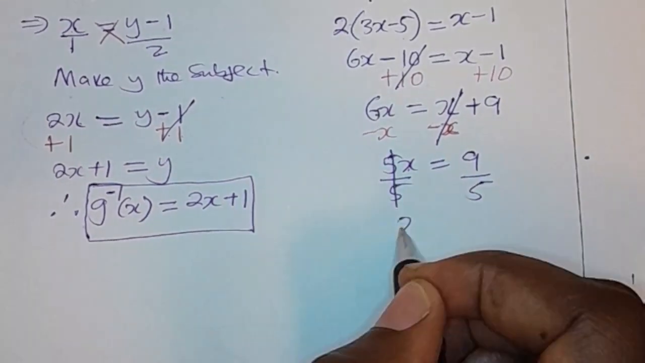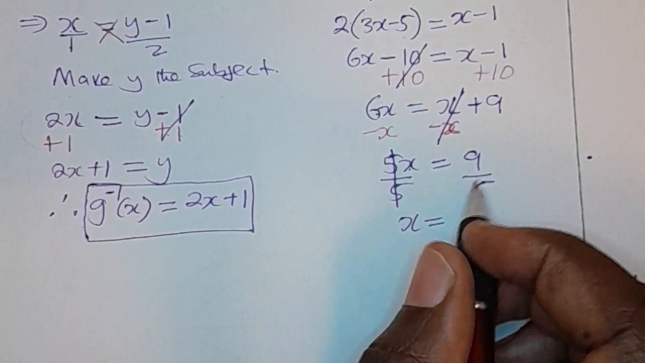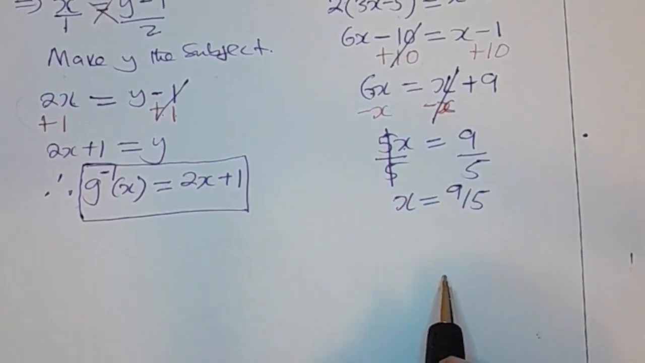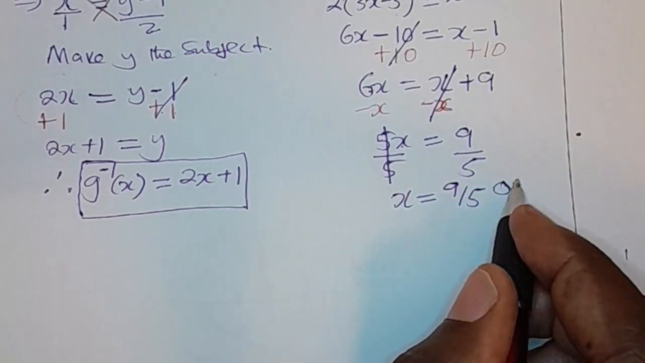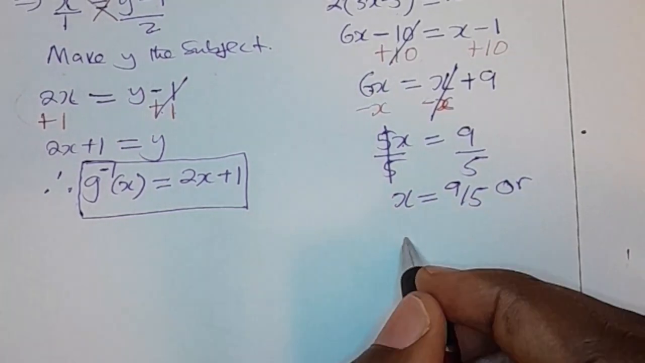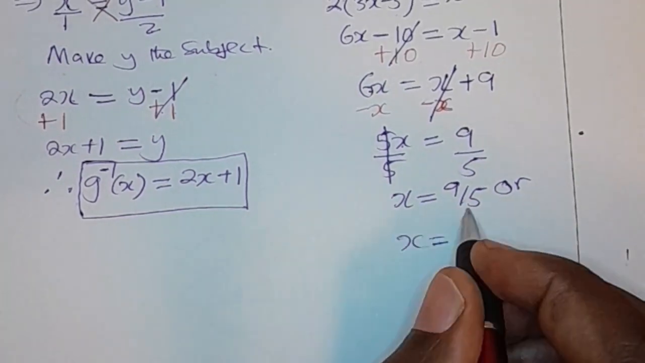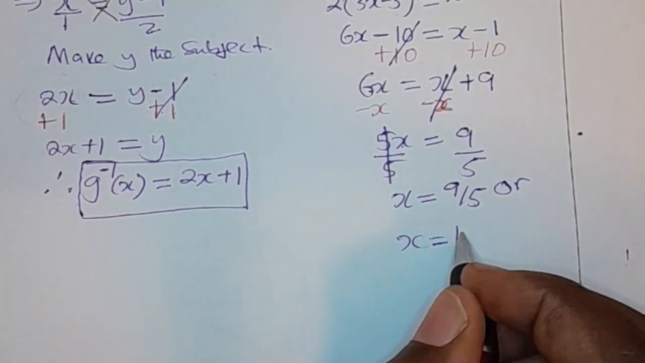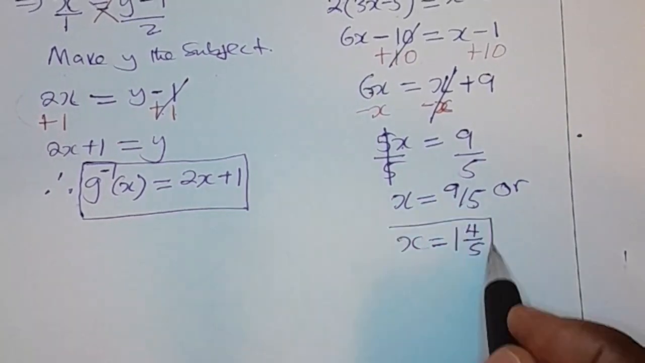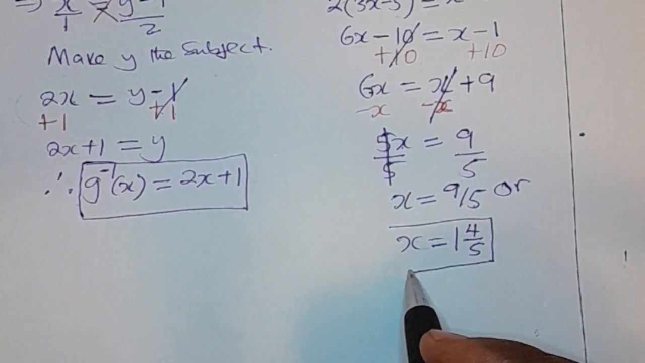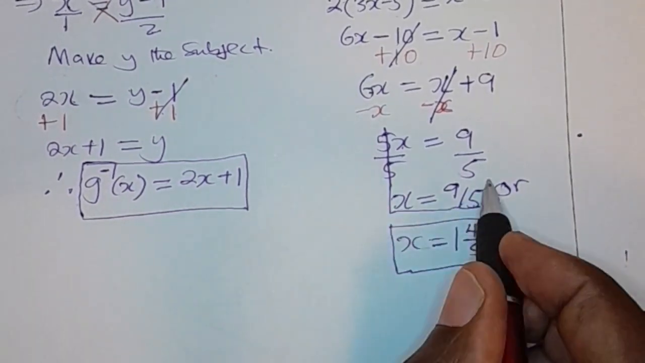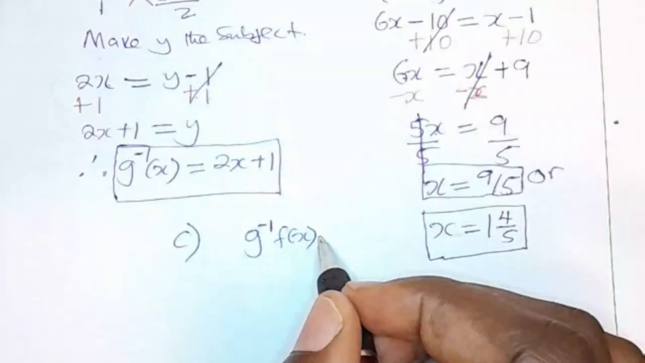Okay, so x is equal to 9 over 5. You can leave it like this, or you can write it as a mixed number. So x is equal to, how many 5s are in 9? It's 1, remainder 4 over 5. So you can write your answer like this, or like that.